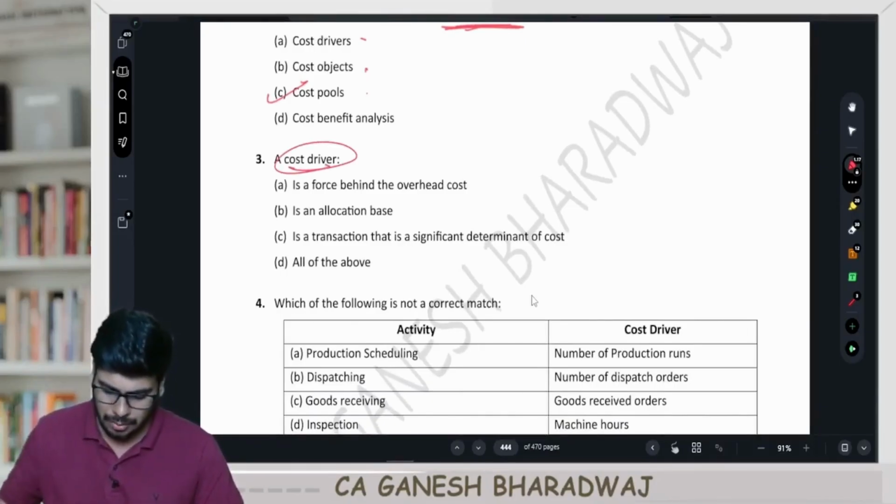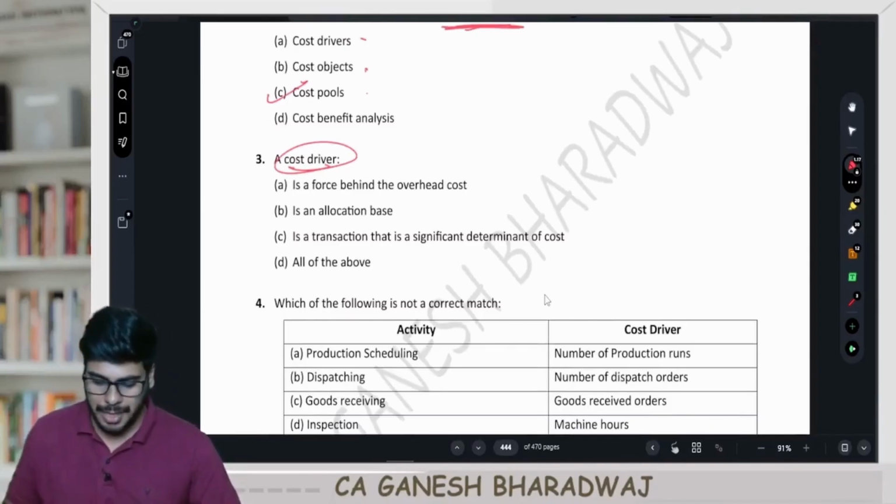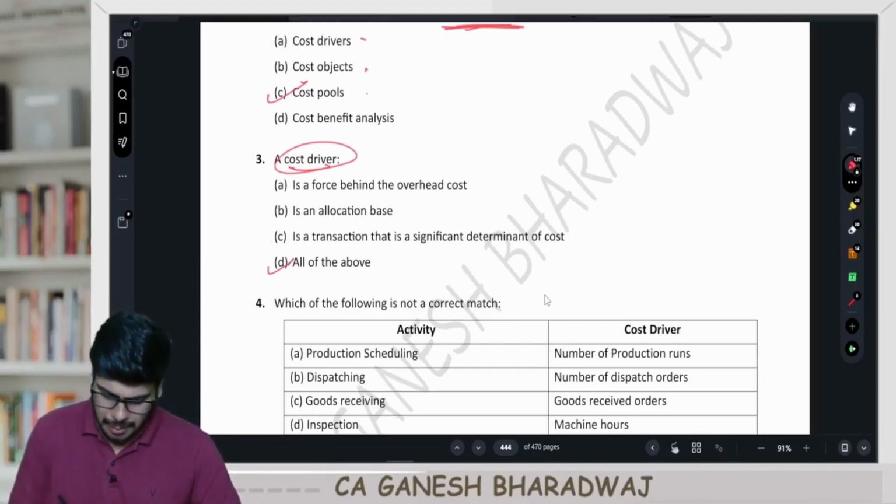A cost driver is, once again now, okay, fine, let us see. Cost driver is A, a force behind the overhead cost. B, an allocation base. C, a transaction that is a significant determinant of cost. D, all of the above. Come on, tell me. B. D, all of the above. Any other answer? You're saying C, it is a transaction, which means the first two are not applicable. B is also correct, which means all of the above only.